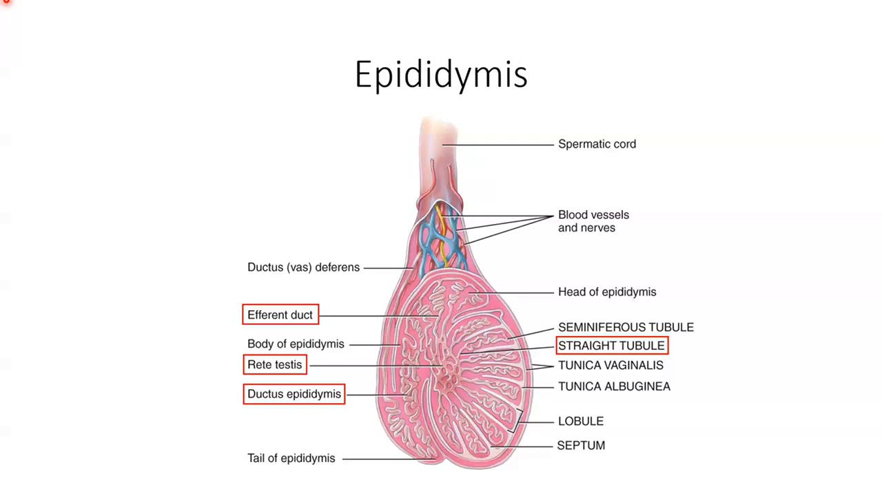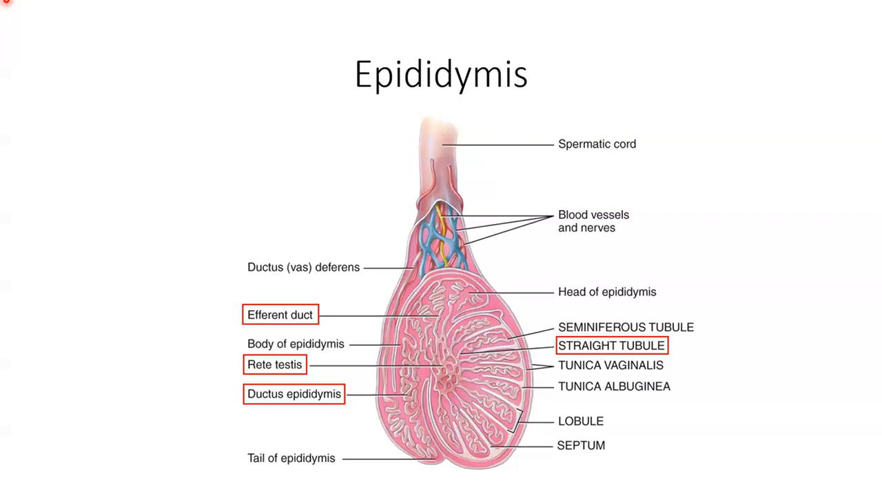So the epididymis is a comma-shaped organ, about 4 centimeters long, that lies on the posterior surface of each testis, and it's made up of mostly these tightly coiled ductus epididymis. The ductus epididymis then continues into the ductus, or the vas deferens, which we will discuss next.